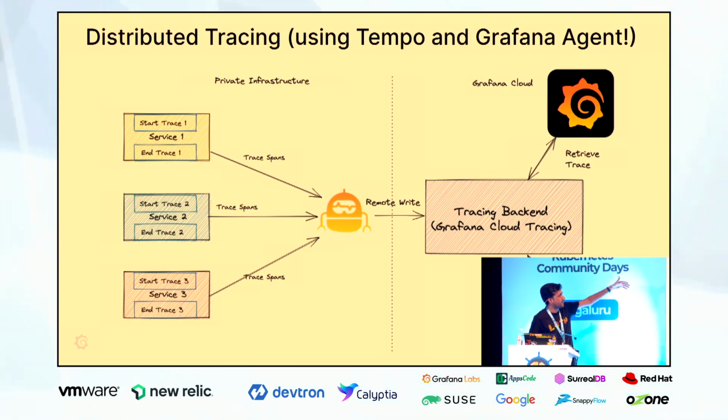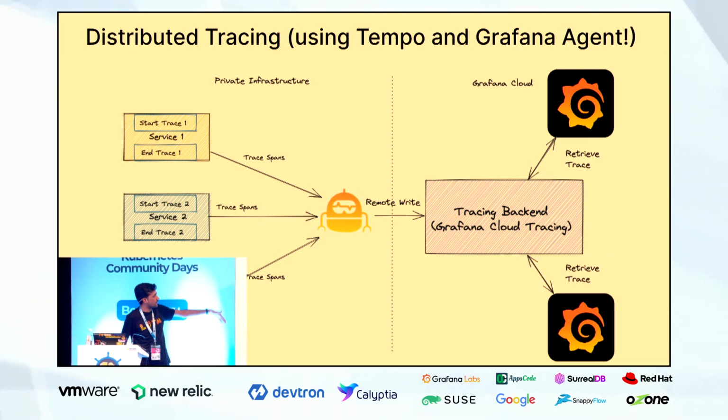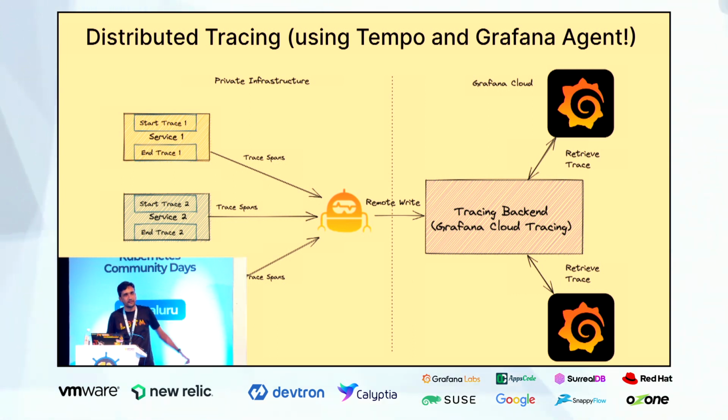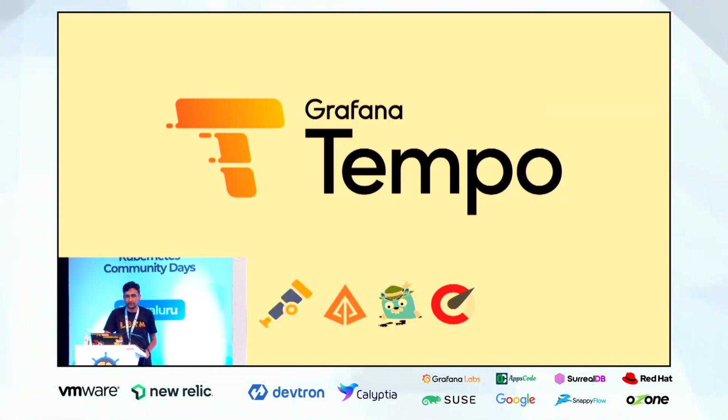So here is an example of what a tracing pipeline looks like. Here you see service 1, service 2, service 3. All these services are generating traces. And then the dotted line is your network boundary. In this example, I'm showing a Grafana agent running in your infrastructure, collecting traces from all. And then it is writing to the tracing backend. And then you're using Grafana to query it. So this is an example of a distributed tracing setup that you'll see.